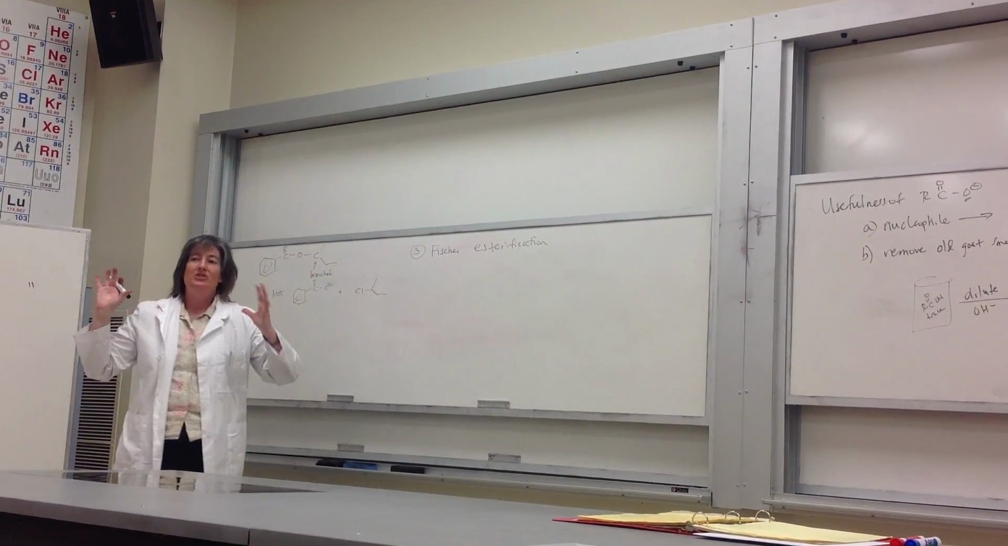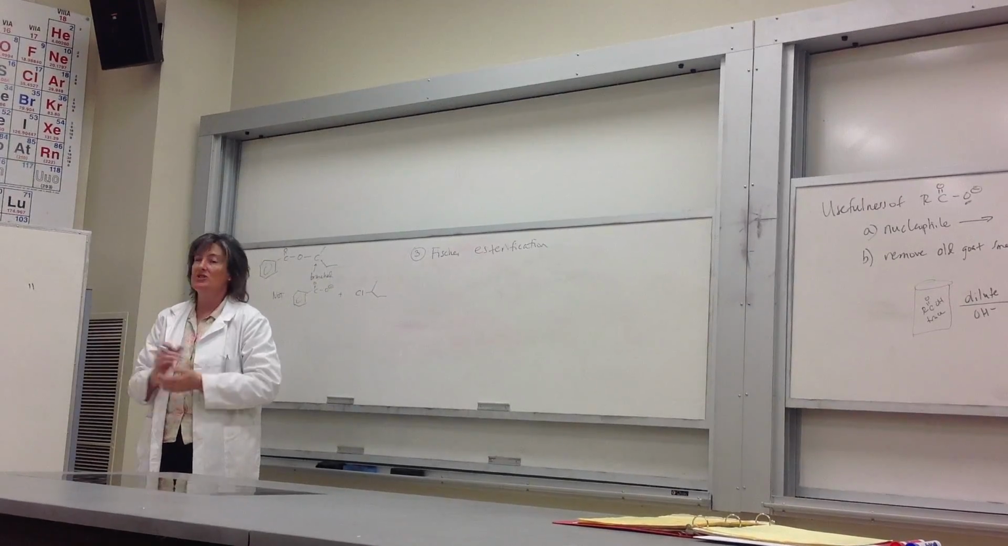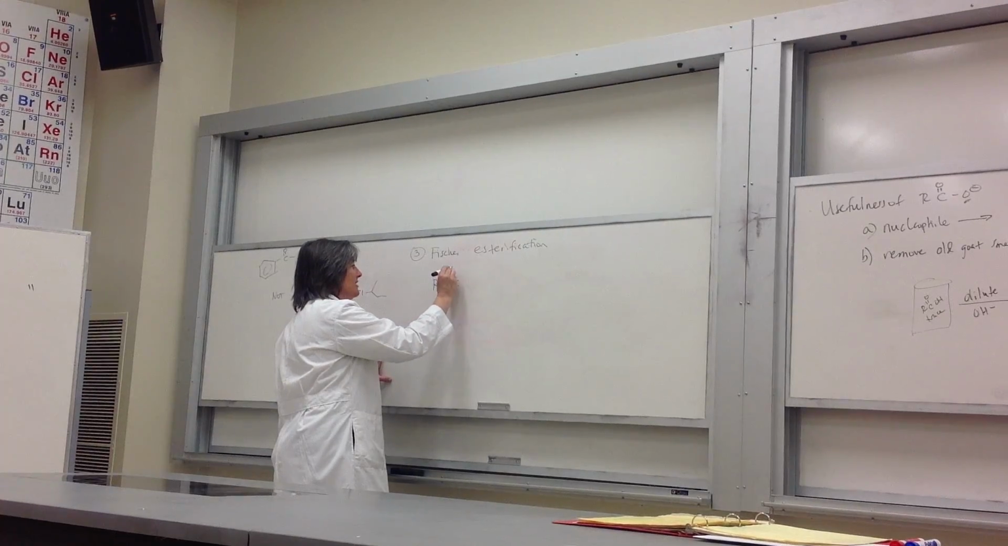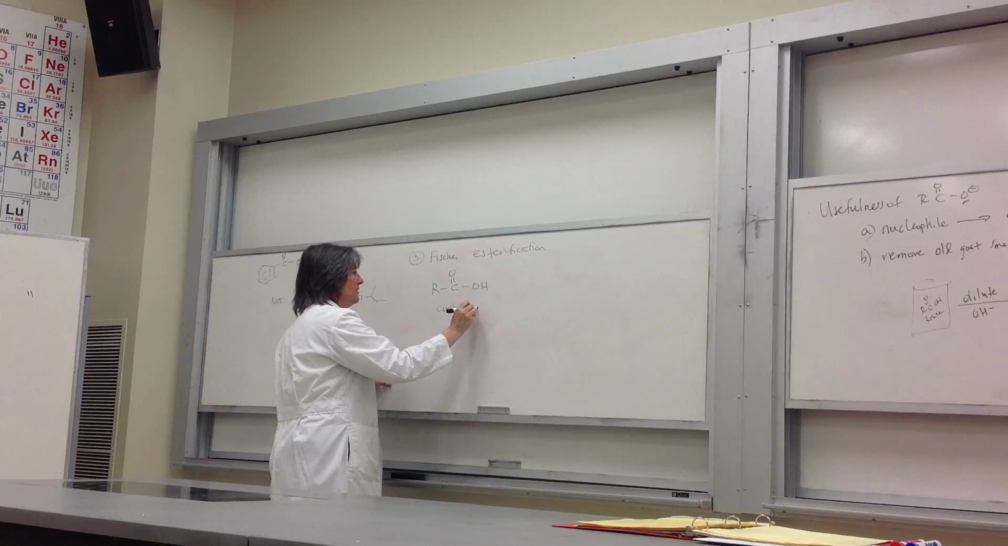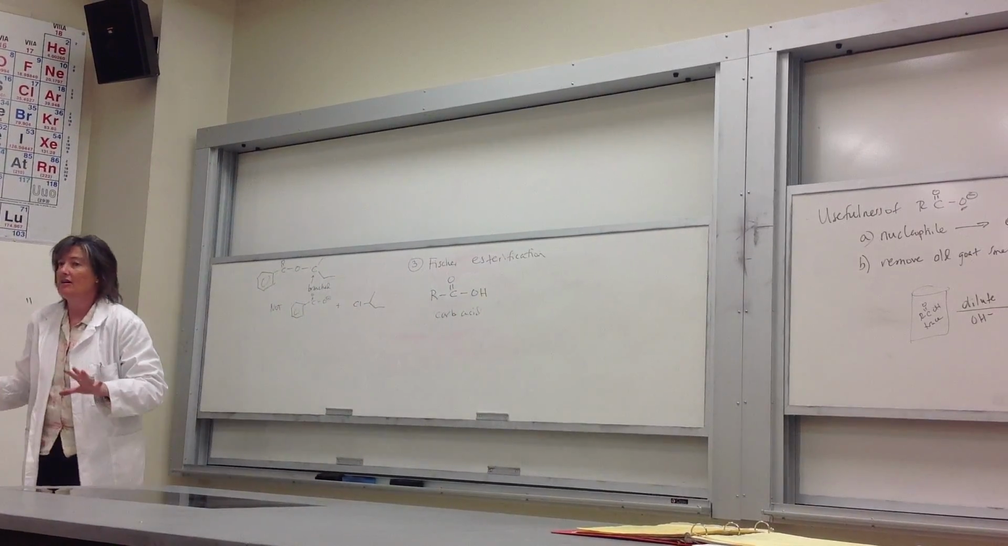And what we'll do is we'll put up a generic reaction, and then we'll do a mechanism with a specific molecule. So a generic reaction, you take a carboxylic acid. The R group can be anything, just a carboxylic acid.